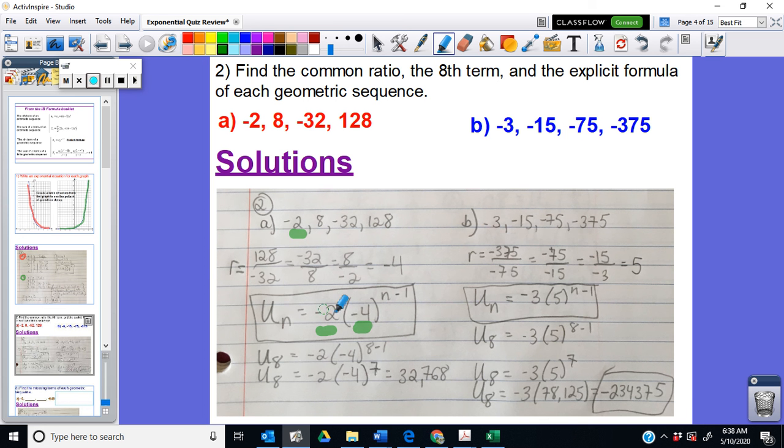And then once you have that formula, if you're trying to find the 8th term, let's find the 8th term here. You plug that 8 into your equation. And what's 8 minus 1? 7. But then apply the exponents. But be careful. -4 is the only value that's being raised to that 7th power. So take -4 to the 7th power, then double it. Multiply it by -2.